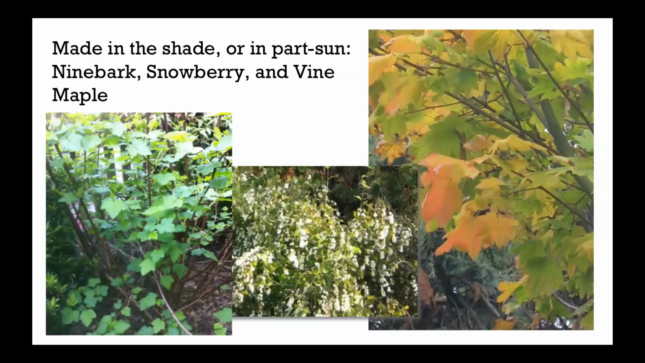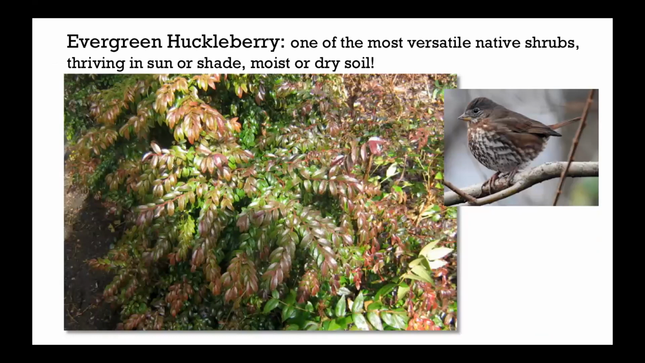Some examples of shade loving or part sun loving natives are the ninebark, or Physocarpus is its botanical name. Beautiful, beautiful winter structure with peely bark. Snowberry, which keeps its berries well through winter and sometimes even into spring. And then our native vine maple, which I think rivals the Japanese maple for the beauty of the structure and the color of the leaves in the fall. It can be a really stunning addition to your garden and very low maintenance.